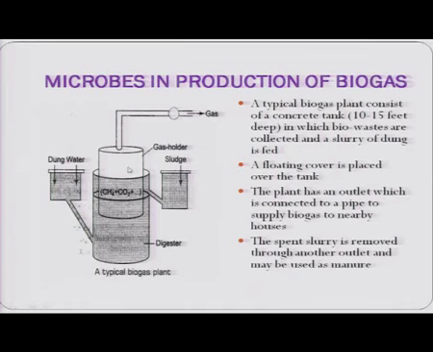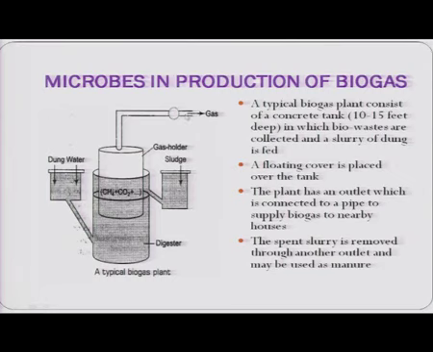There is a floating cover which is over the tank. Whenever the amount of biogas increases, the floating cover will move up, indicating that a considerable amount of biogas has been produced, which can be further released out through this outlet pipe.